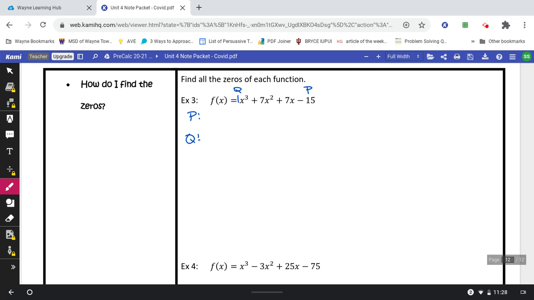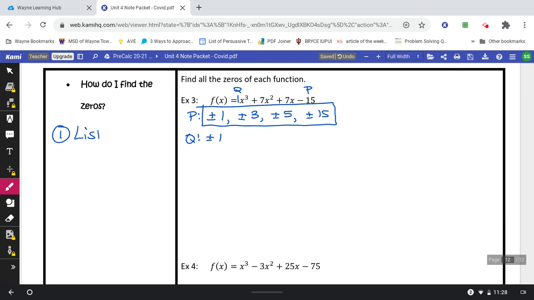It means your list is going to be a little bit shorter because you won't have to divide out those numbers. Numbers that multiply to 15: 1 times 15, 3 times 5, and I like to put them in order. Q is just 1, which means my list is going to be right here. I don't have to divide those by 1 because I'll get the same thing. So first step, list the P's over Q's, right? Make your possible list.